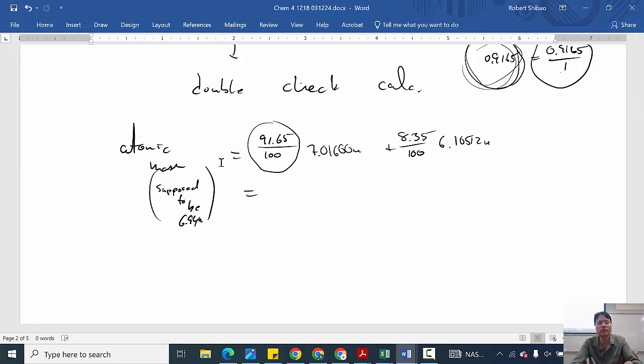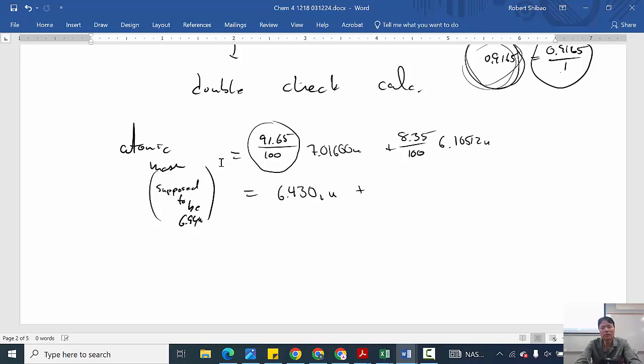Since we're mixing rules for sig figs, we should do these calculations one at a time. So 91.65 divided by 100 times 7.016. How many sig figs am I allowed in this calculation? 4. So I have 6.430, and then I'm going to carry an extra 1. And so that's going to be 6.4301 u. But that 1 I'm just carrying to try to minimize rounding error.